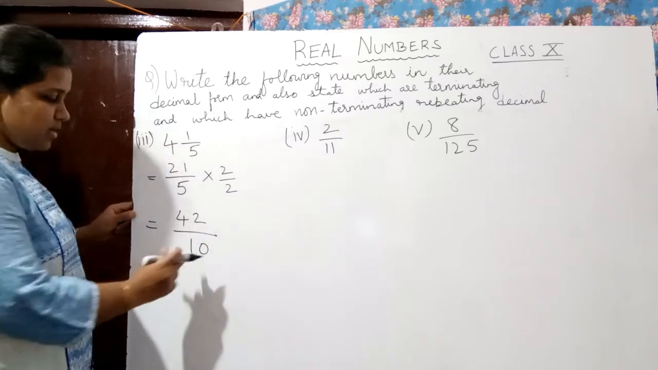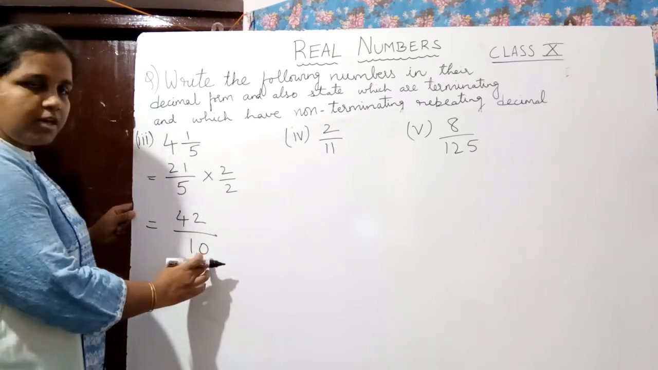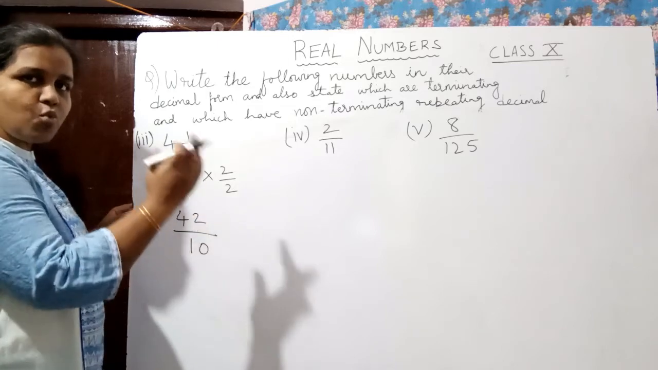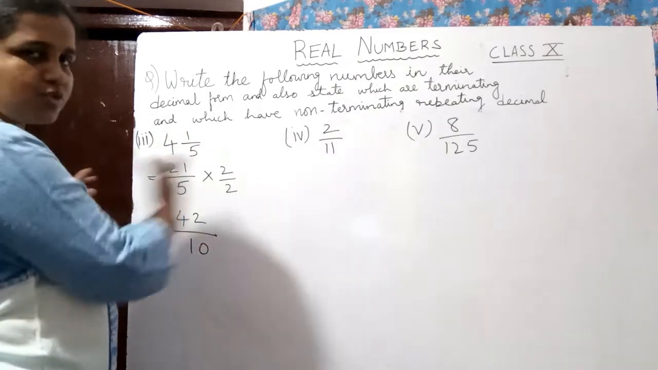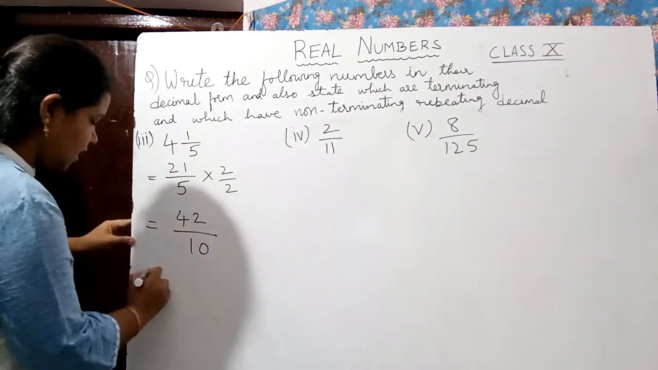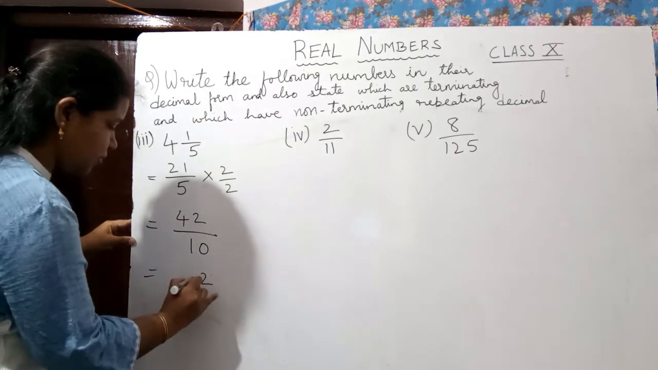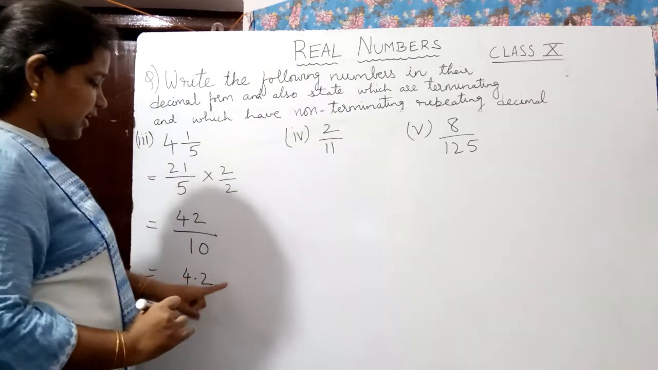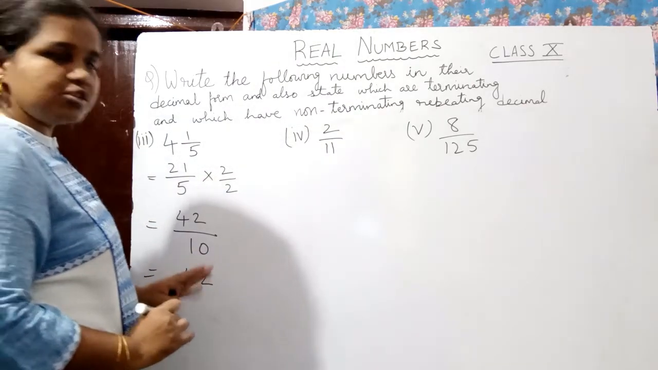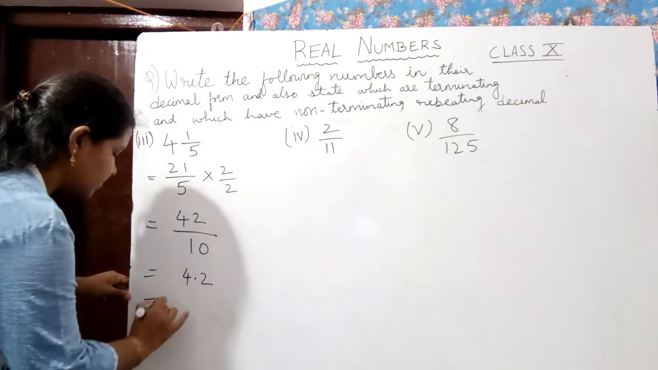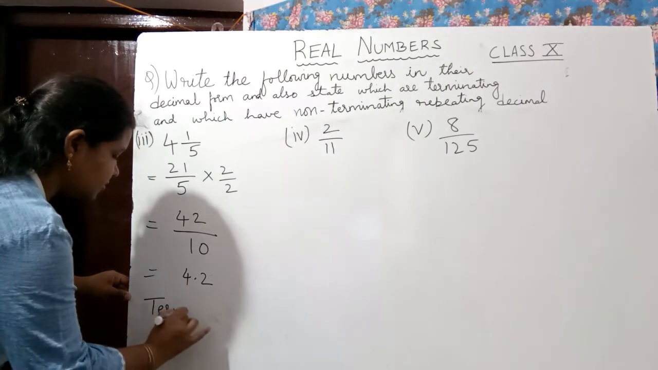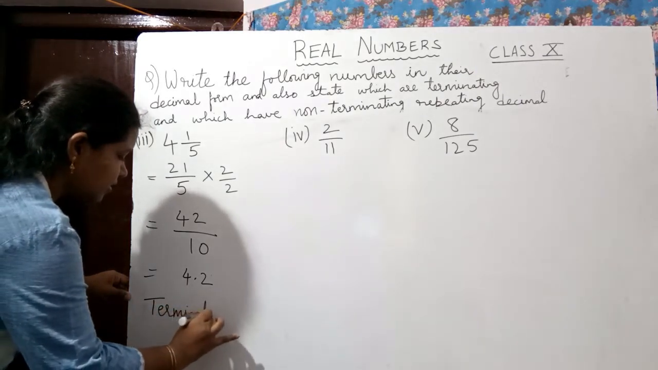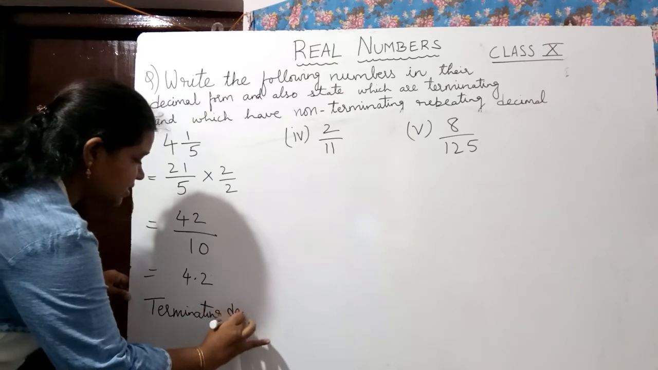Now if you observe, in the denominator you have 10. So in the numerator you have to move one decimal from right to left. That is, I will move 2 and put a point: 4.2. So this is also terminating. It is stopping here. So it is also a terminating decimal.